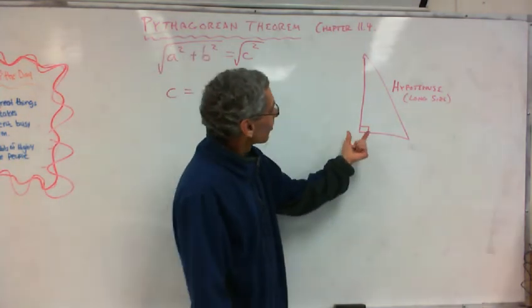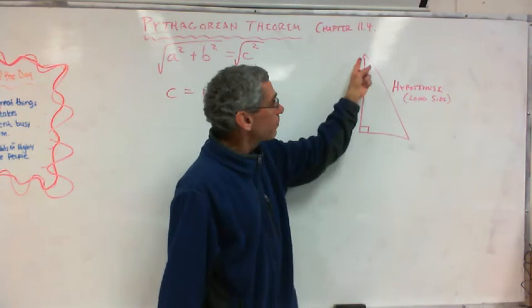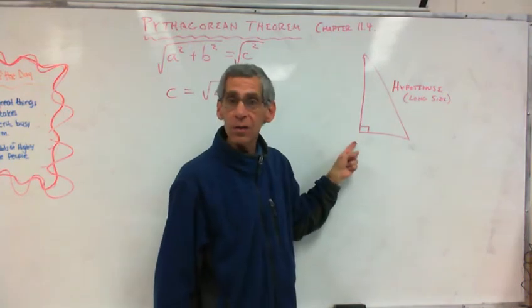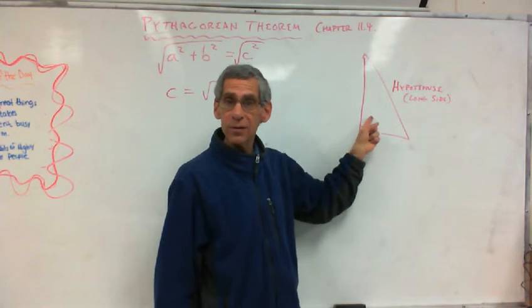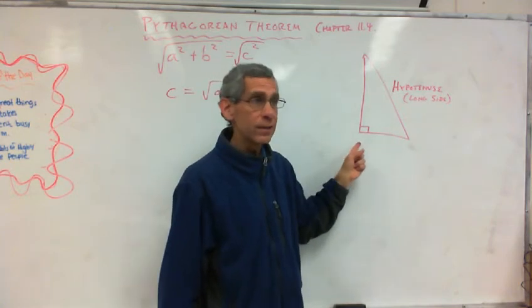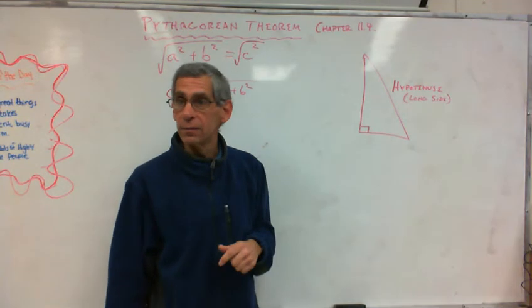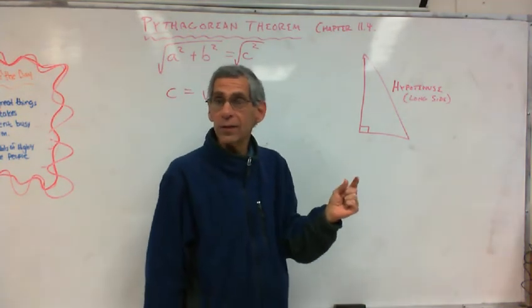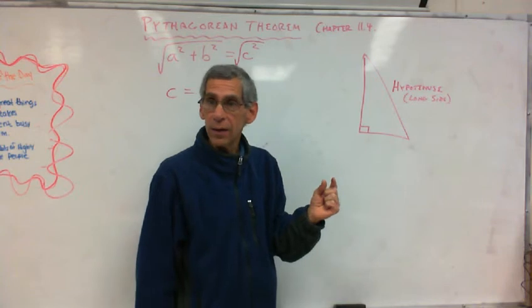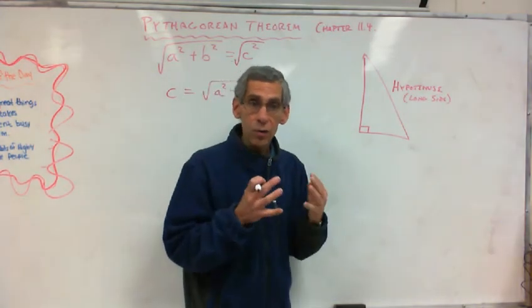Okay, so the hypotenuse is always the longest side, because the side that's opposite the biggest angle is the longest side. Biggest angle, biggest side, opposite each other, always, in every triangle. The side opposite the smallest angle is the smallest side. Angles and the sides opposite them correlate to each other.